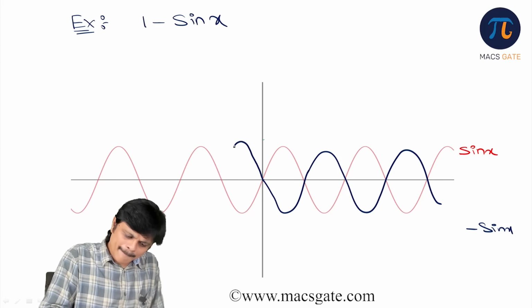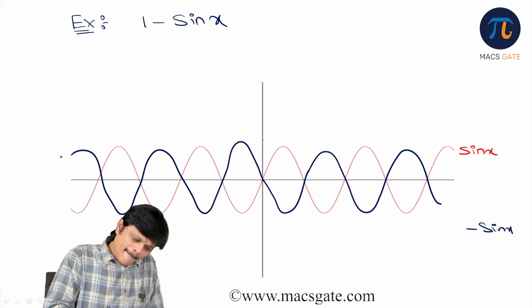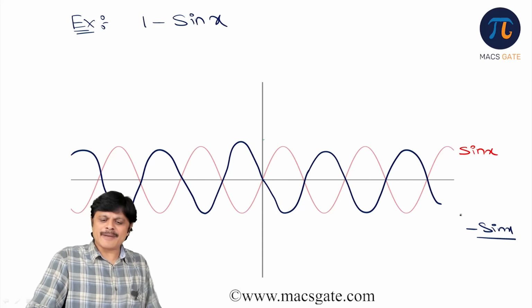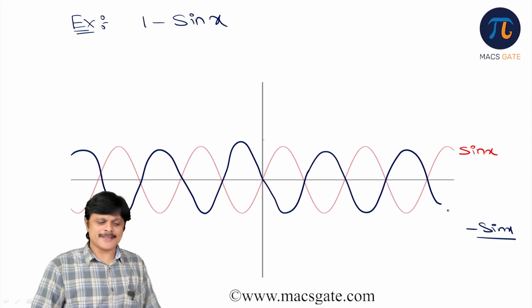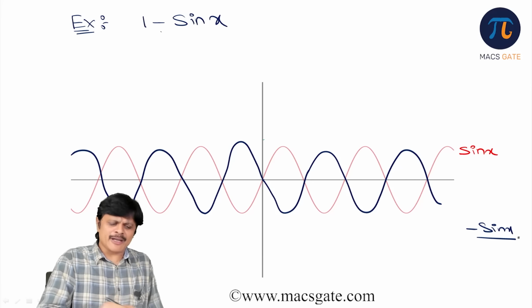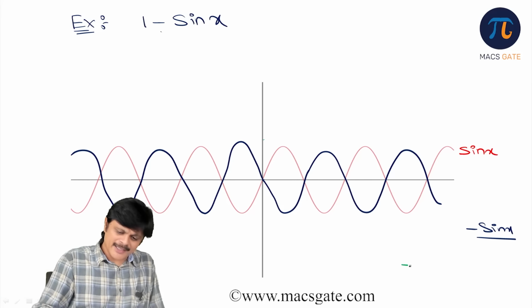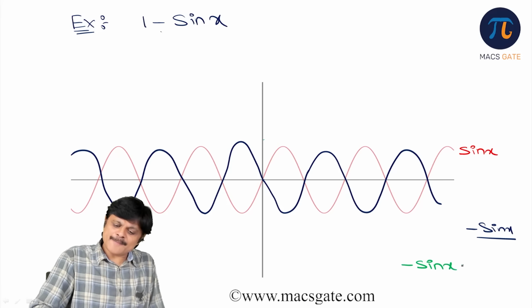So this is minus sin x. The black one is your minus sin x. So minus sin x is ready, but you want 1 minus sin x. 1 minus sin x means minus sin x plus 1. So let us use some other color. What is it that I want? Minus sin x plus 1.